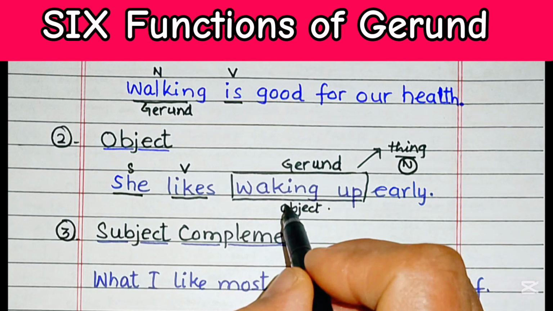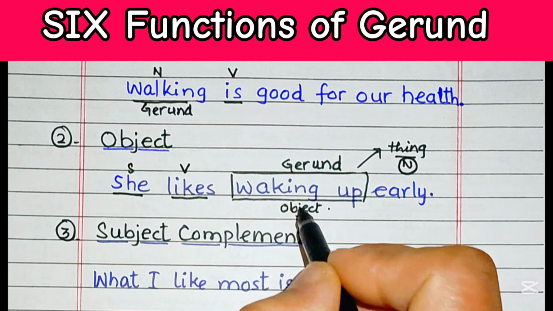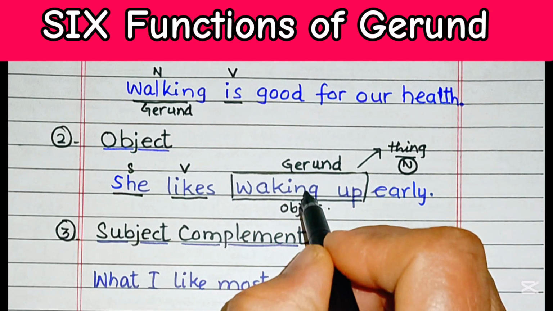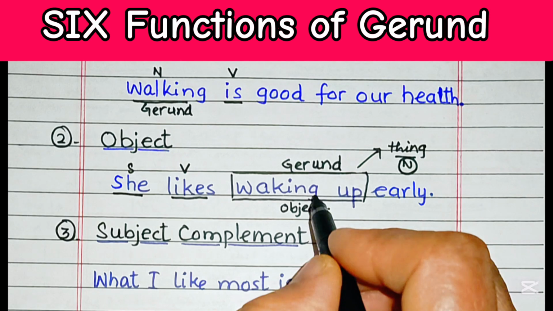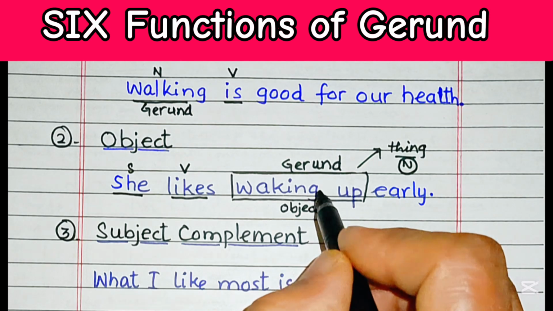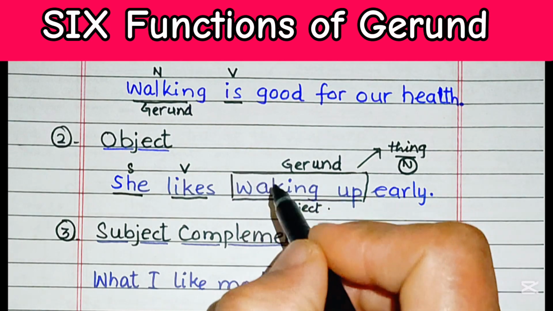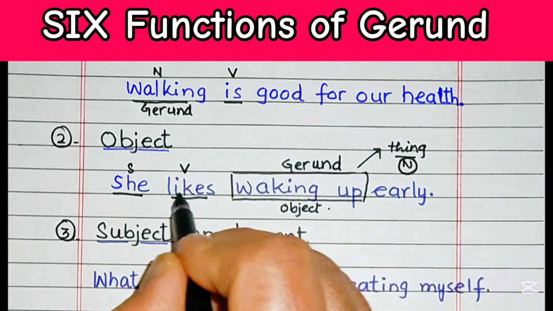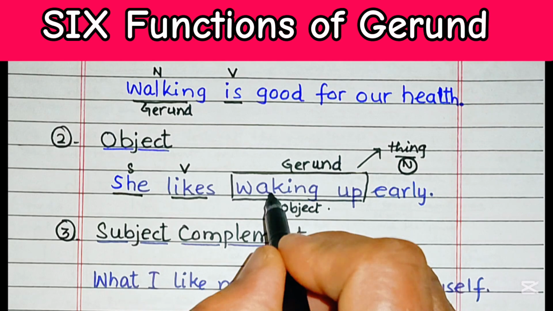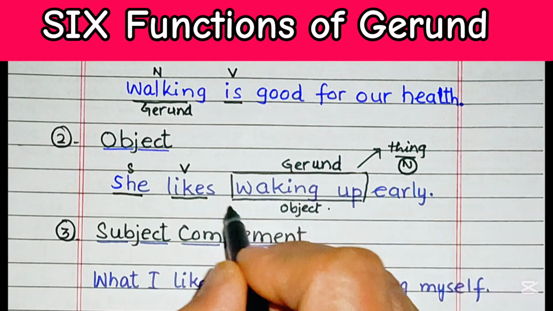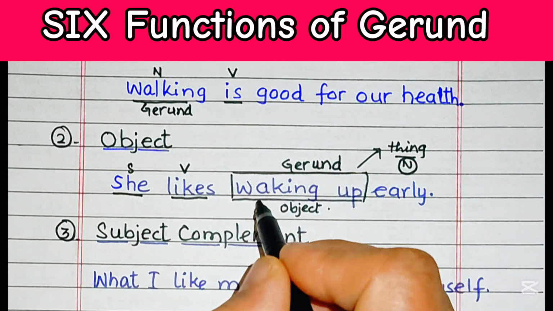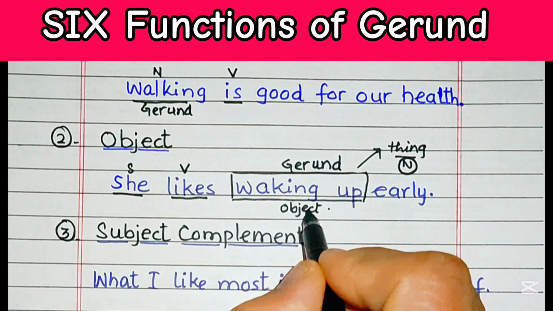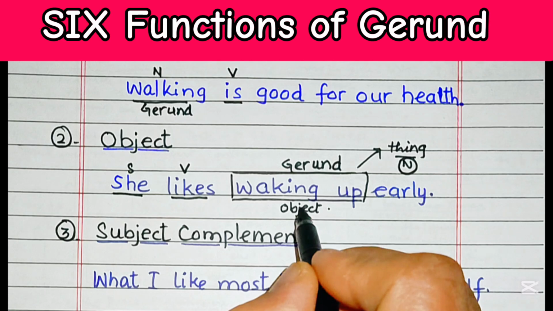She likes, what she likes is the object, just like a noun. As I mentioned, it is a thing that she likes. So that is a noun, and it is functioning as an object in this sentence. We can easily replace it with any noun, like she likes apples, she likes pizza, she likes food. So waking up early can be replaced by any noun which acts like an object, and this is actually functioning as an object over here.